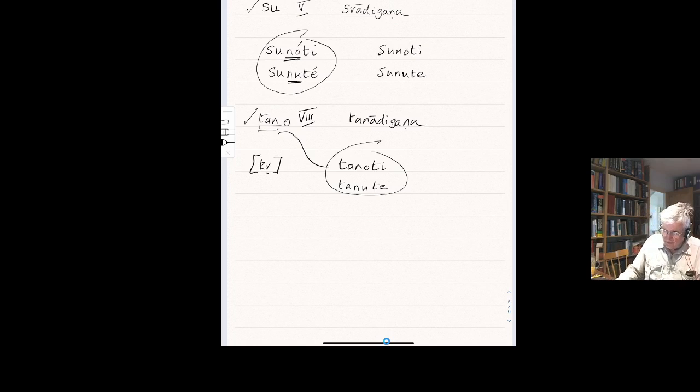The verb kri is a little bit of an outlier, slightly irregular. It makes its strong stem in karo, so you get karoti, and its weak stem in kuru. So the Atmanipada form is kurute.